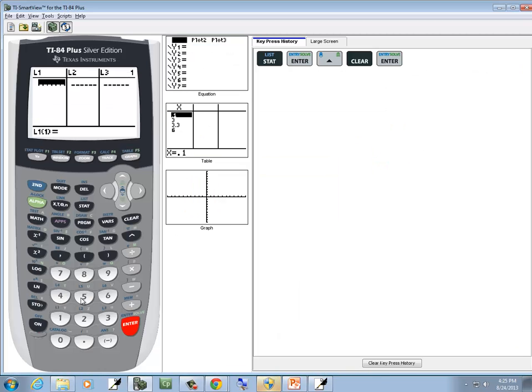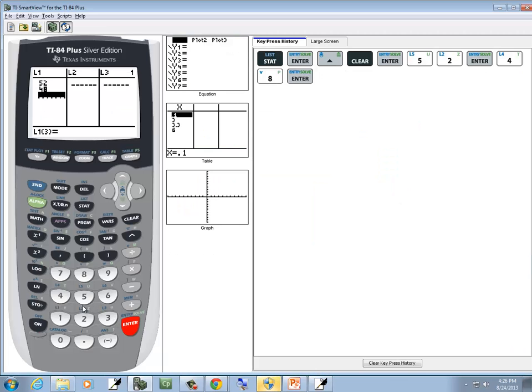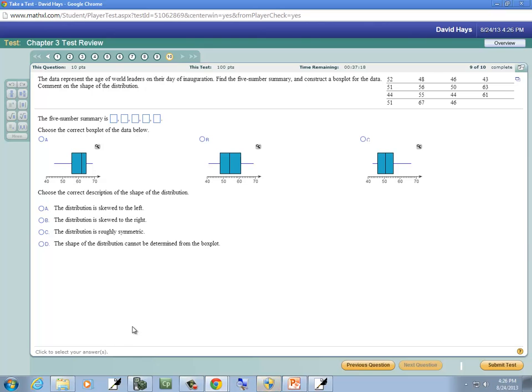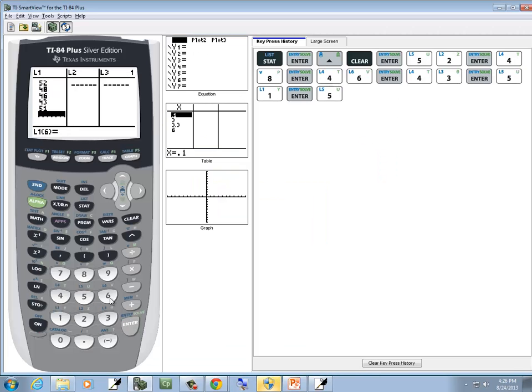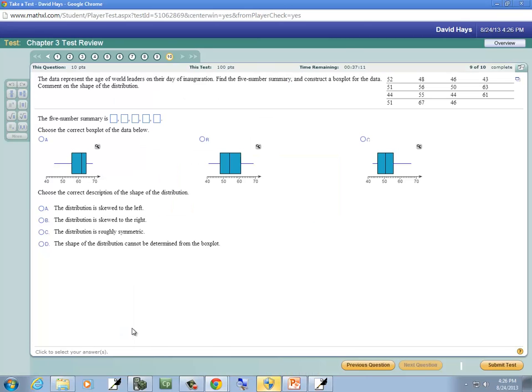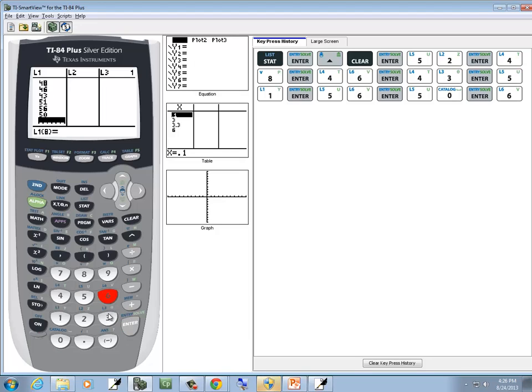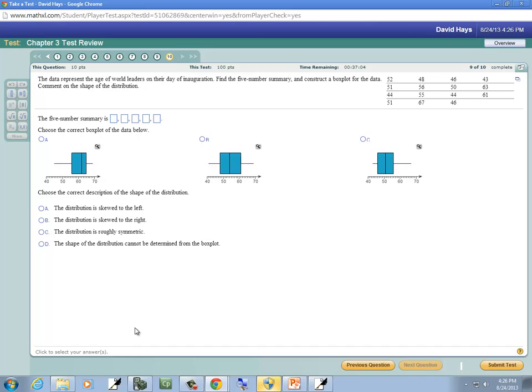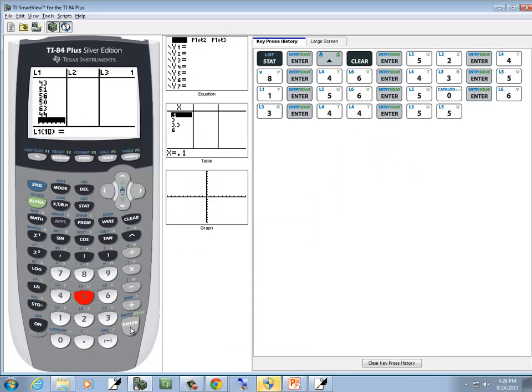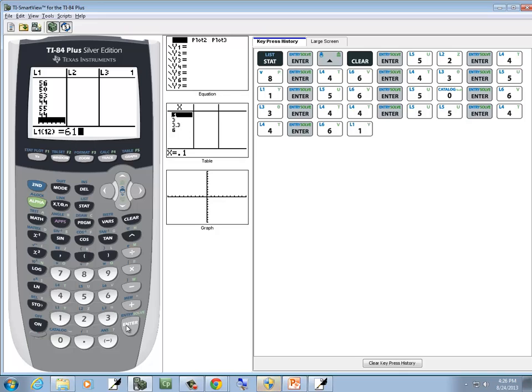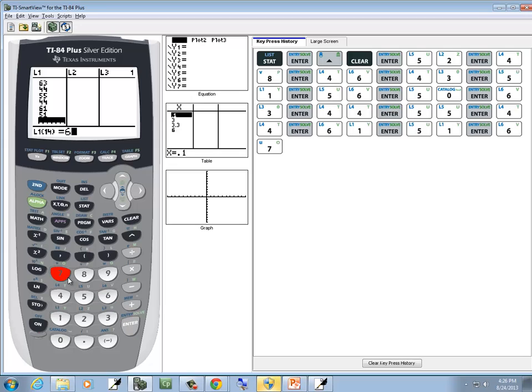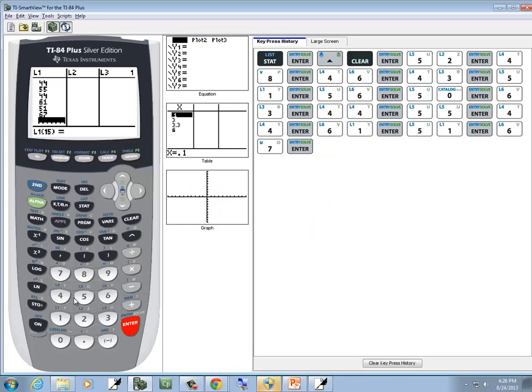And we got 52, enter, 48, enter, 46 and 43, 46, enter, 43, enter, 51 and 56, so 51, enter, 56, enter, 50 and 63, so 50, enter, 63, enter, 44 and 55, so 44, enter, 55, enter, 44 and 61, so 44, enter, 61, enter, and 51, enter, 67, enter, and 46, enter.